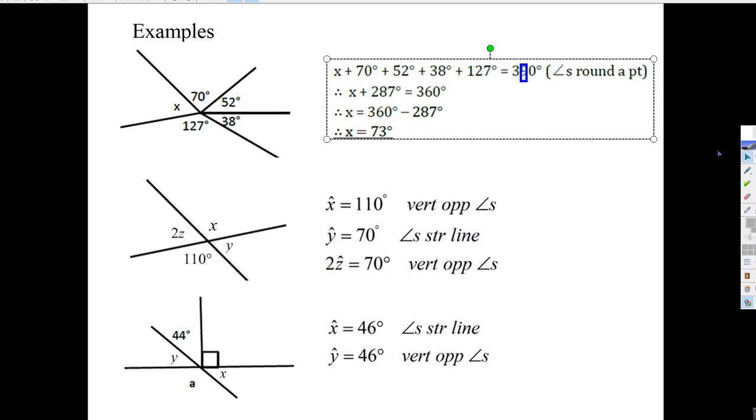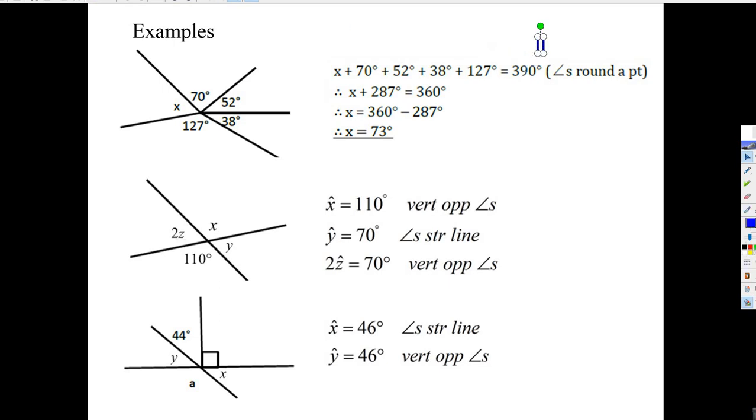So we know that angle there should be 360 degrees, angles around a point. So it's a typing mistake. I'll fix it later in the notes. When you add all these angles up, though, 70, 52, 38, you get 287. And all you have to do is subtract 287 from both sides, and you get 73 degrees for X. So just add all the angles up, go 360 minus.